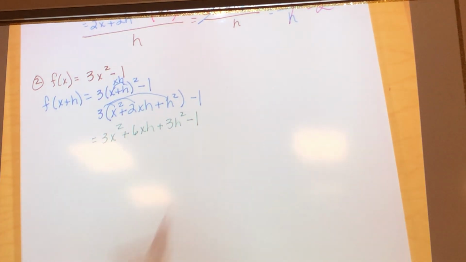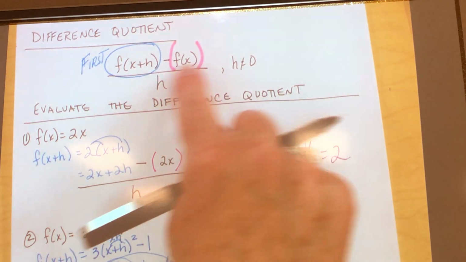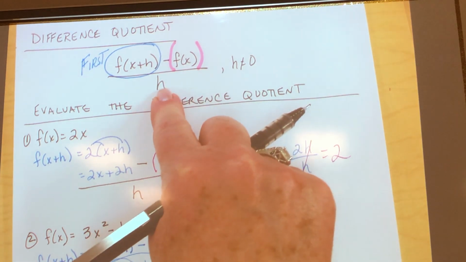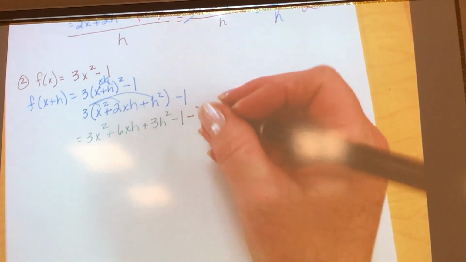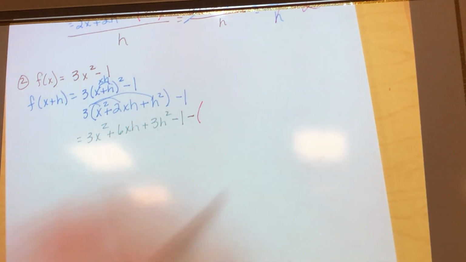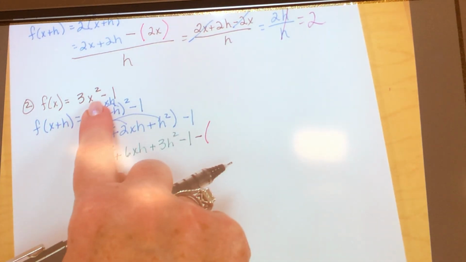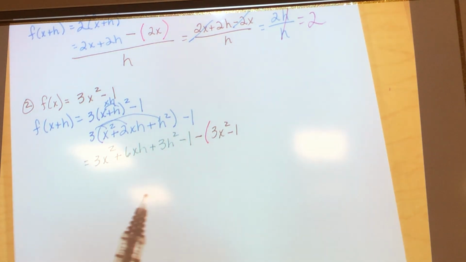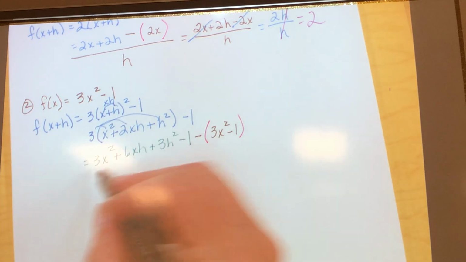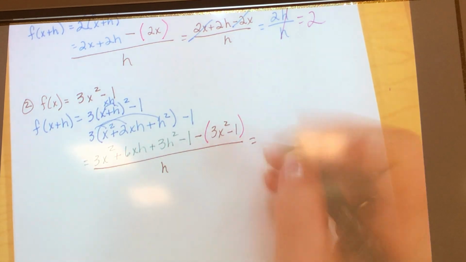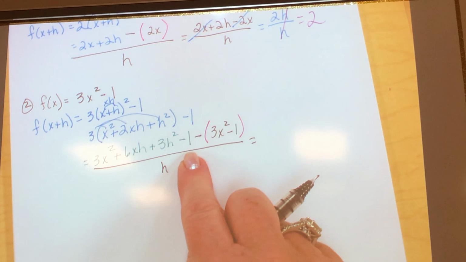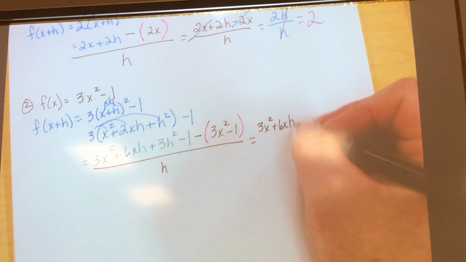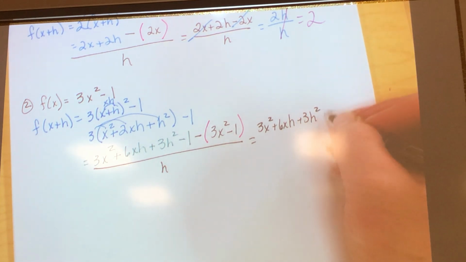No, there are no like terms. So now I'm going to do the rest of this. It says minus, in parentheses, f of x, and it's all over h. So minus, here's my parentheses. What is f of x, guys? 3x squared minus, and it's all over h. So what does a minus sign outside parentheses mean? Negative. Flip the sign. So I'll have 3x squared plus 6xh plus 3h squared minus 1.